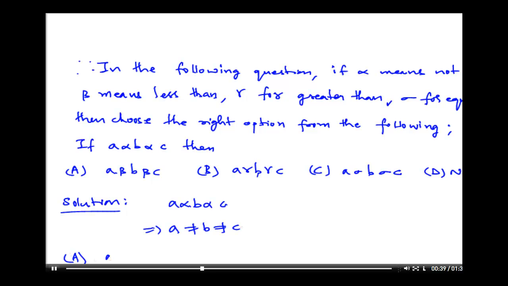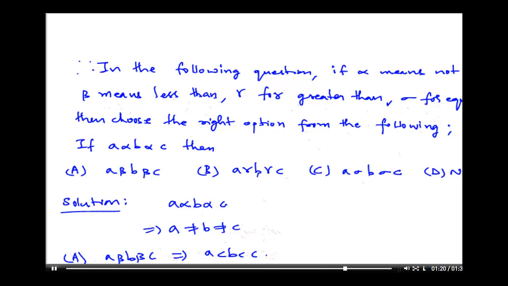Next we'll check with choice A: A beta B beta C. This implies beta means less than, therefore A less than B less than C. We know that not equal to means it can be less than or greater than, but this statement says strictly it is less than, therefore it is false. We will check with B: A gamma B gamma C. This implies A greater than B greater than C. This is also the same thing. It is strictly saying greater than, but we cannot say it is either greater than or less than. Therefore, choice B is also false.